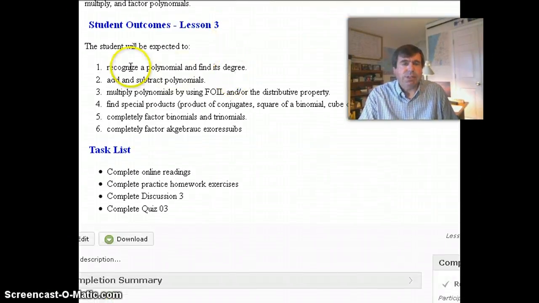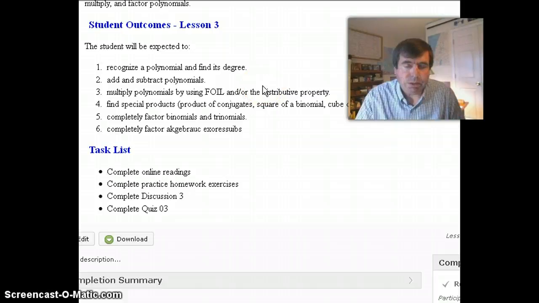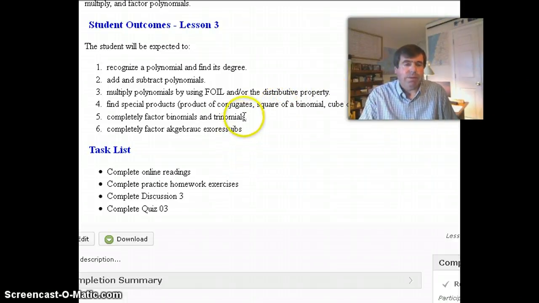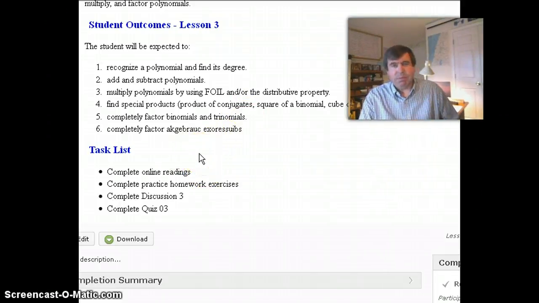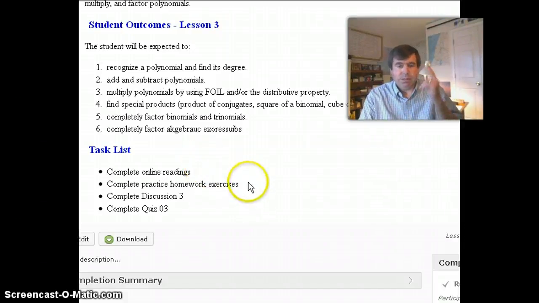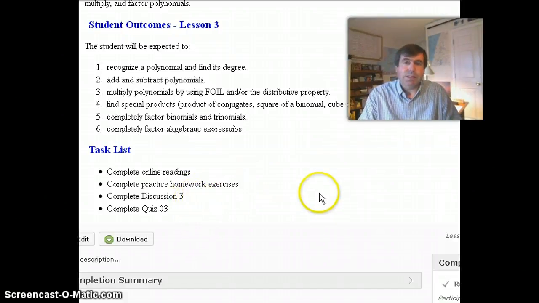So here's some things you're going to do. Recognize a polynomial by its degree, add and subtract, multiply. Of course, you're used to FOIL, okay, and the distributive property, special products, okay, and factoring and more factoring. Of course, your task, Mr. Staples, what do I need to do? Give me it in 5 seconds. Do your readings. Do your assignment. Complete the discussion. Do your quiz. See, it's pretty straightforward.